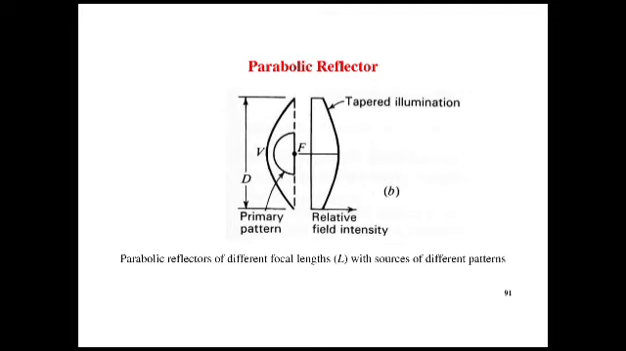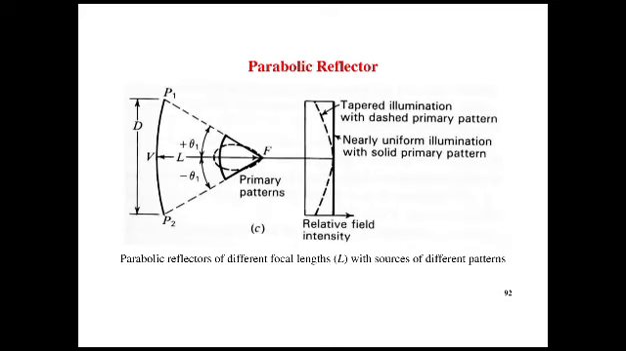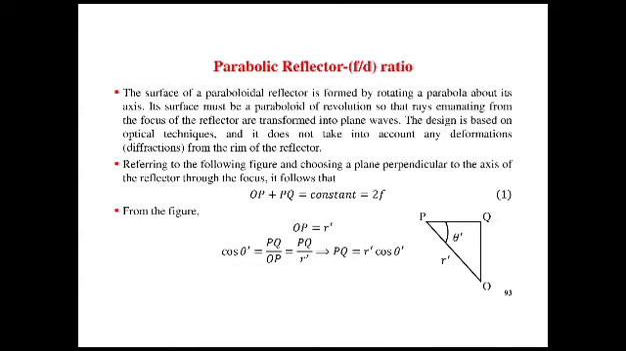Parabolic reflector with a different focal length and a different pattern source. It has the primary pattern and relative field intensity on the other side. The parabolic reflector with a different focal length can be illuminated, as in the figure, with a tapered illumination with a dashed primary pattern. The parabolic reflector will have the frequency f by d ratio.